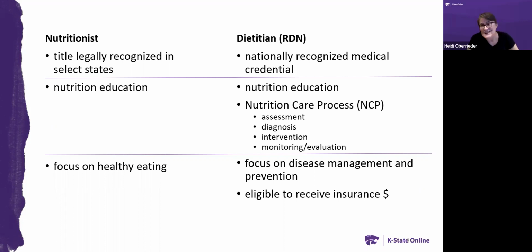So nutritionists, I like to say that people getting our BS in nutrition and health focus on healthy eating and on teaching people about good nutrition. A dietitian, on the other hand, focuses on disease management. Now, dietitians, we do focus on prevention. A lot of us, that's our focus area. But the RDN credential allows you to be legally able to give what's called medical nutrition therapy through the nutrition care process, which is what you see on the slide. And we as dietitians are able to submit to health insurance and get reimbursed through health insurance.